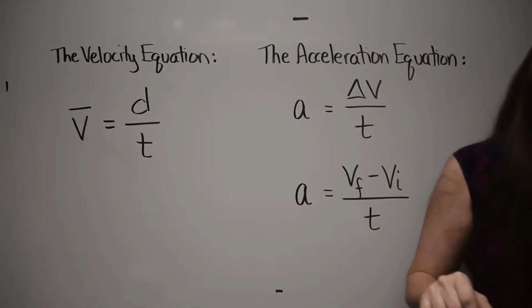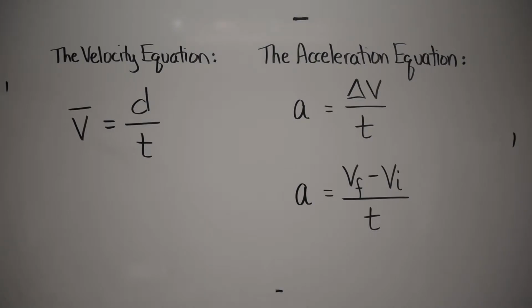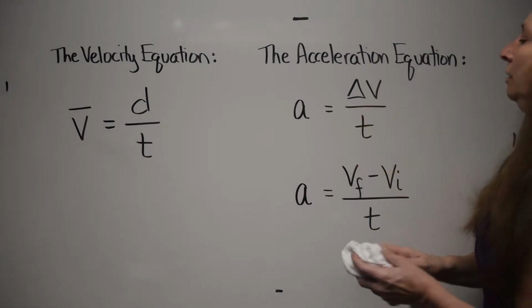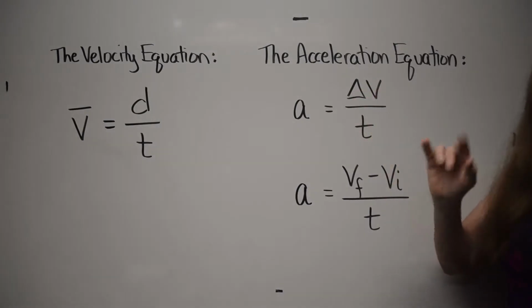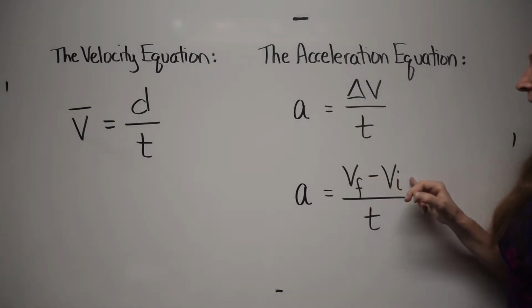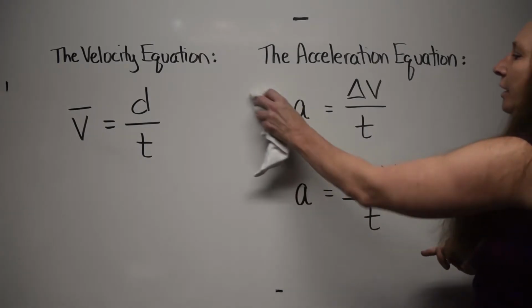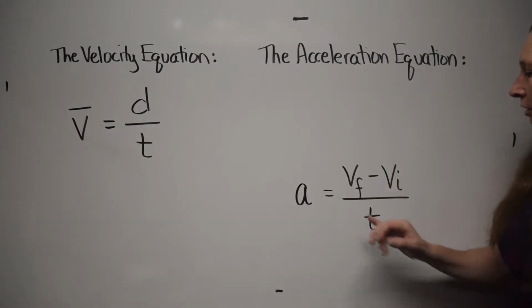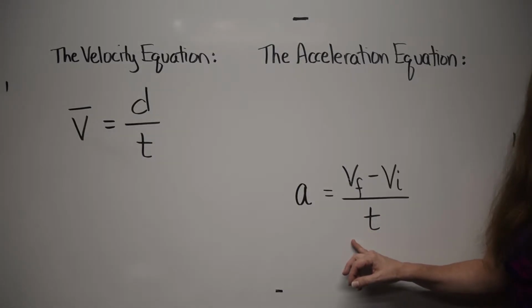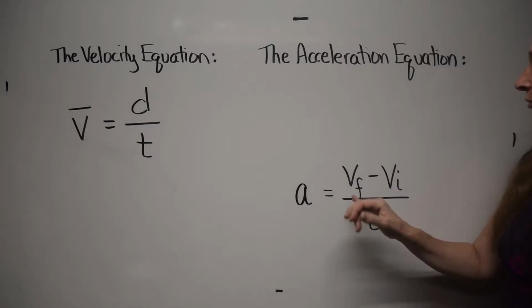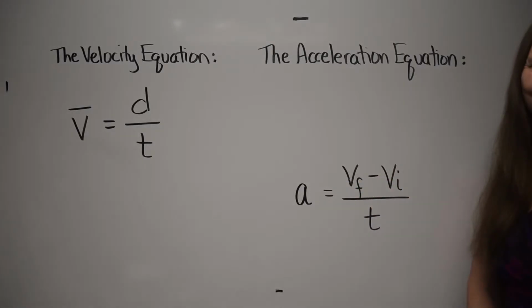Basically, I never, ever want to see you copy this from the reference tables. Always convert delta v into v final minus v initial. You're not going to use this version. You're always going to use this version of the acceleration equation. So always convert the delta v into v final minus v initial.